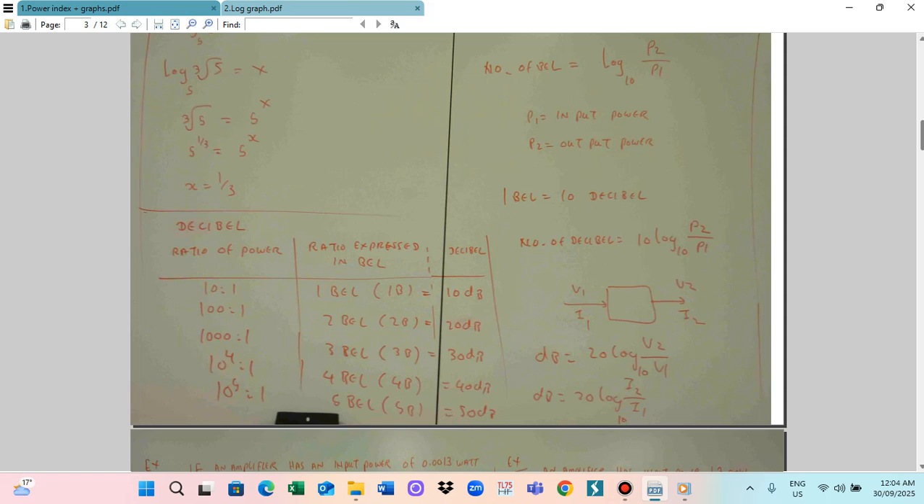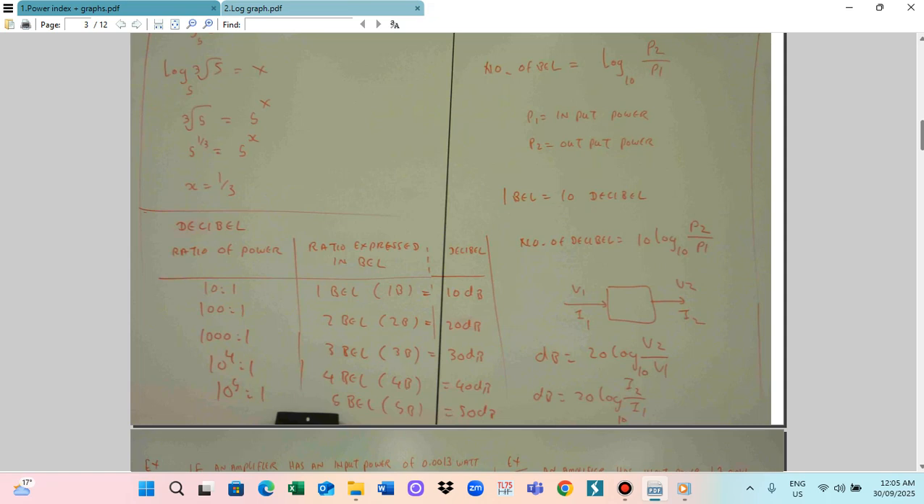The bel unit and the decibel unit can be converted, so we also modify the equation. The number of bels is equal to log 10 P2 by P1, and similarly the number of decibels is equal to 10 log 10 P2 by P1. So when you calculate power in decibels, we use it this way: the input power and output power ratio, then we take the log and multiply by 10.